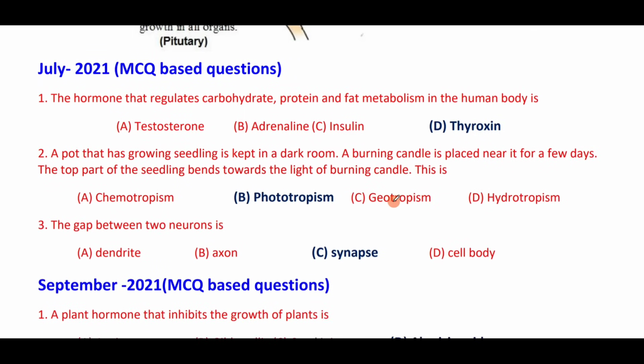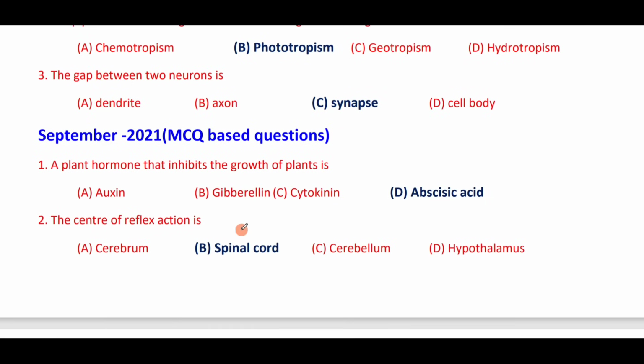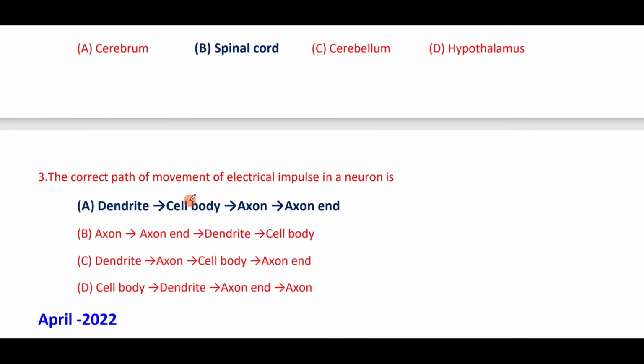Plants show movement towards the sunlight. Because of that, we call it phototropism. The gap between two neurons is called synapse. A plant hormone that inhibits the growth of plants is abscisic acid. The center of reflex action is the spinal cord. The correct pathway of electrical impulse in a neuron is dendrite, cell body, axon and axon end.